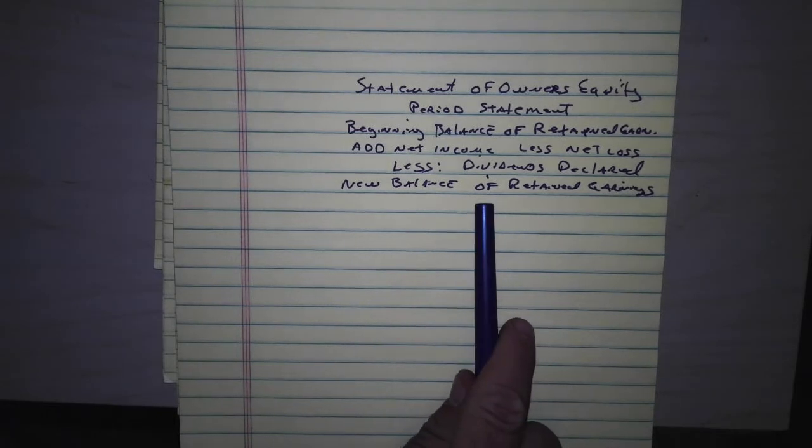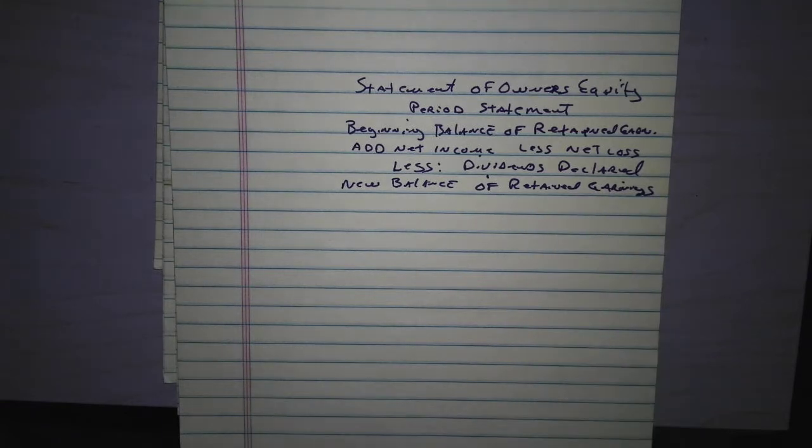All right, so that's the statement of owner's equity. That's the anatomy of it. Again, if you didn't pay dividends or declare dividends, then that wouldn't go there. If you had a net loss, you would subtract it from the previous balance of retained earnings. And this is what goes on the balance sheet. The new balance of retained earnings is, like I said, that cumulative piece of how we've done through the years, and that's what goes onto the balance sheet, which we'll talk about later.